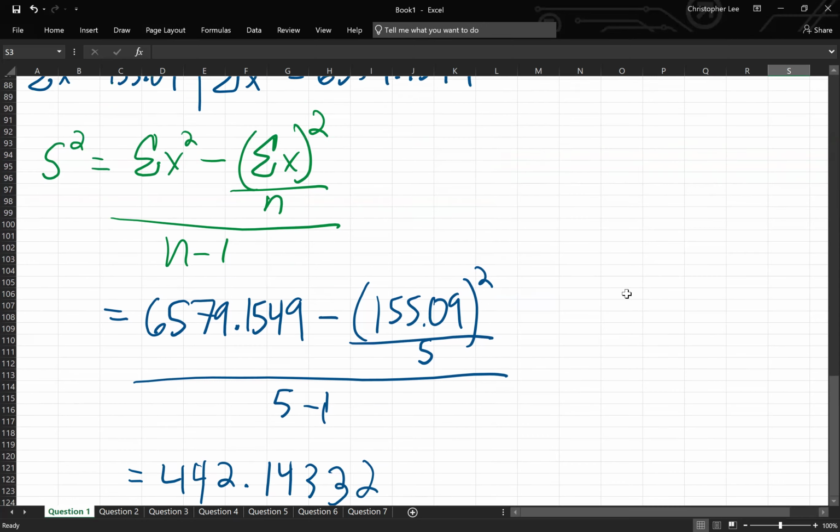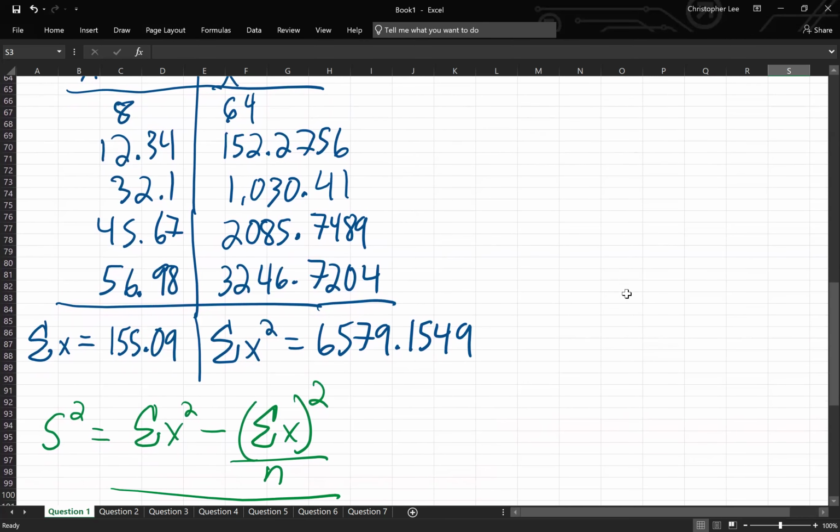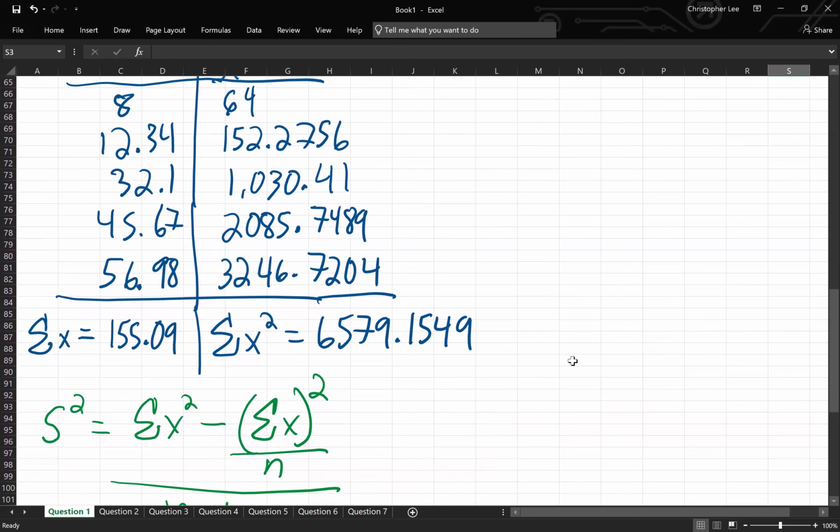Let me verify. Since we got two different numbers, I'm gonna verify real quick. I did it this way, I put each number on the bottom. Another thing too, when you're doing it that way, do not round.